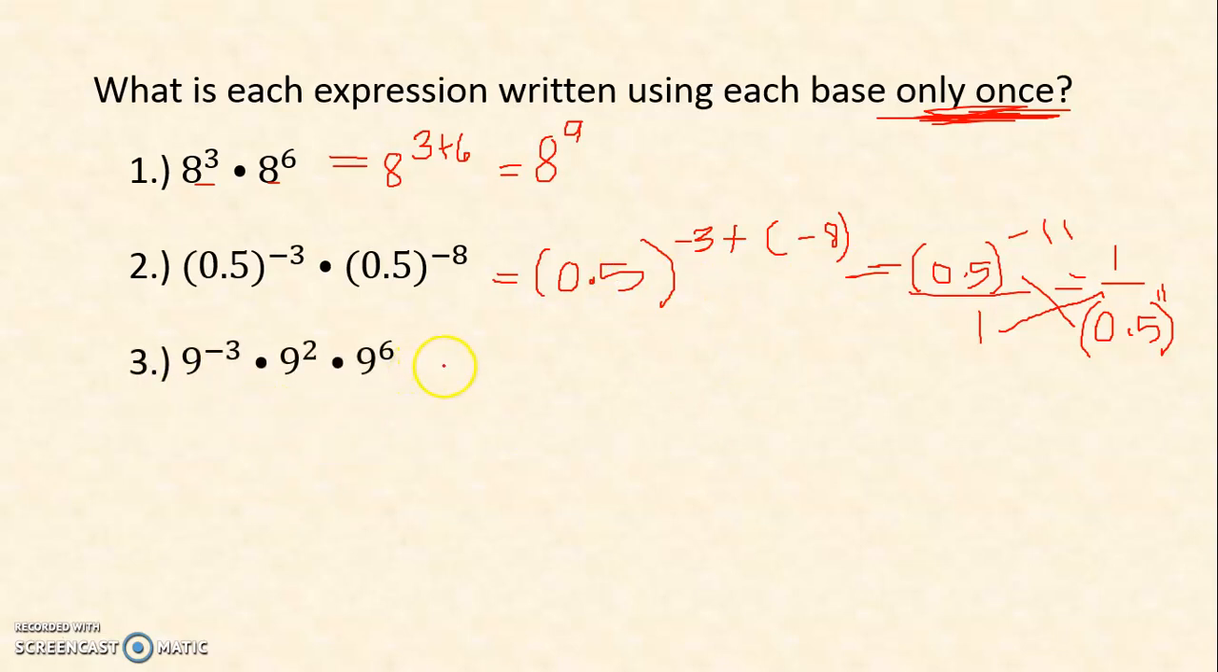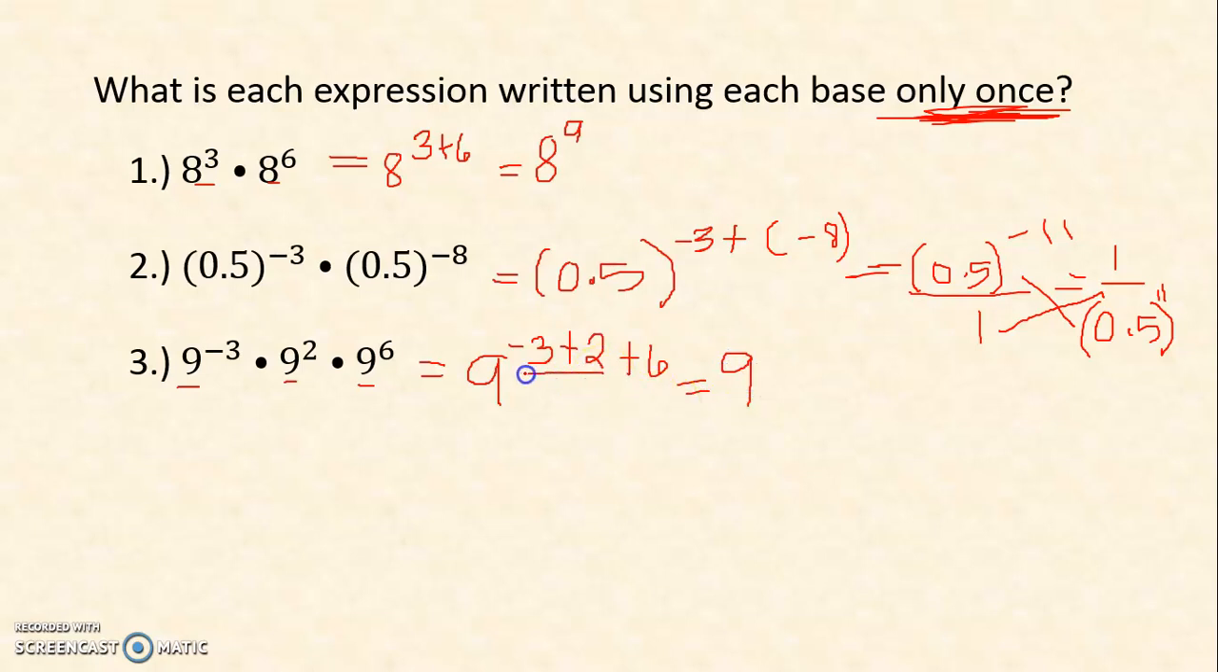Okay. The last one we have here, 9 raised to negative 3 multiplied by 9 raised to 2 multiplied by 9 raised to 6. They have the same base. All you need to do is copy the base. And then, how about the exponent? Negative 3. Again, since they have the same base, you're going to add the exponents. Plus 6. Always remember that you need to follow the rules in adding integers.